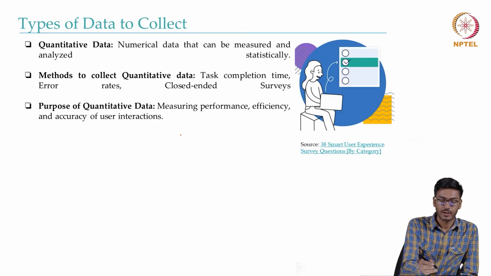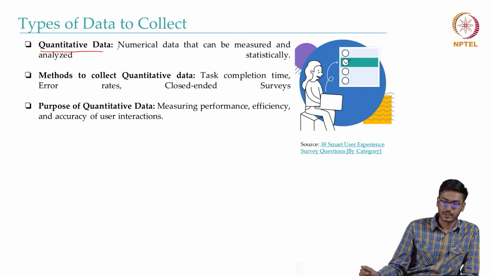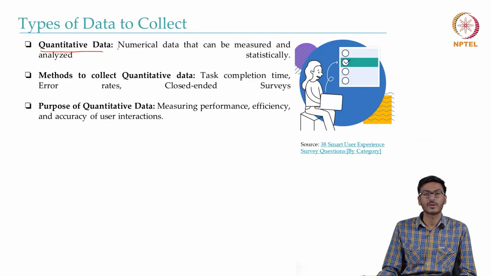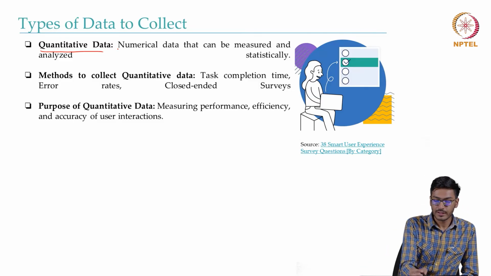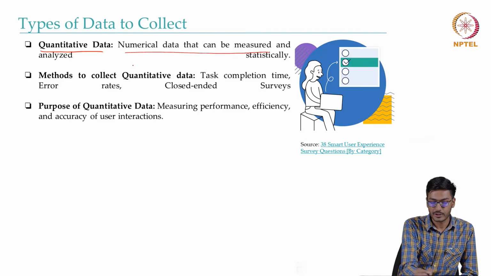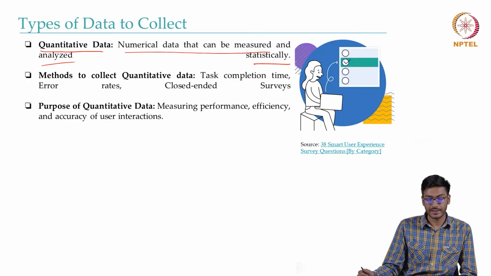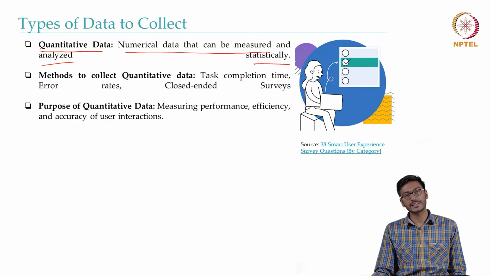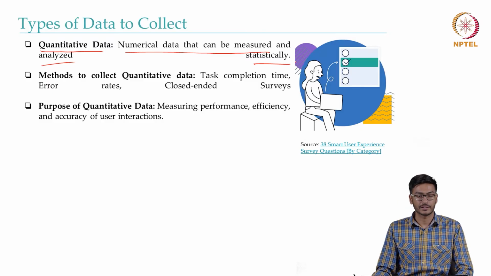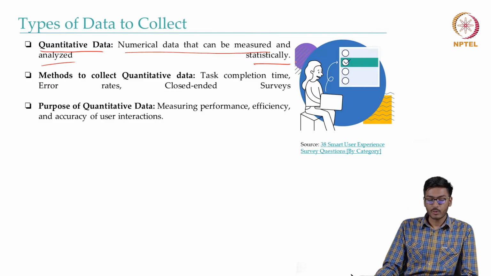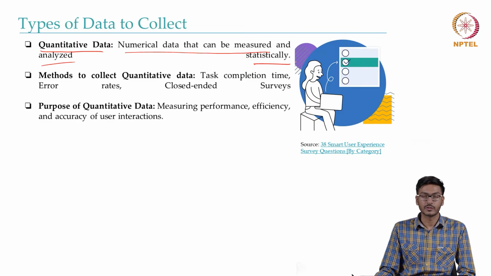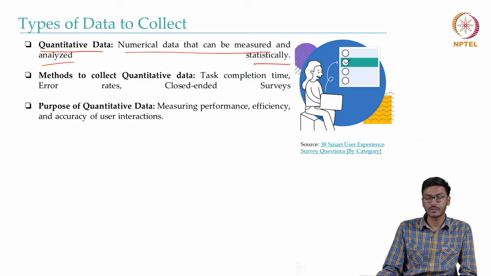Secondly, we have quantitative data. Well, it is quite the opposite of qualitative data, in that it is the numerical data which can be measured and analyzed statistically. Analyzed statistically is the important part, right? How do we collect quantitative data? Well, we can use task completion times, error rates, and close ended surveys.